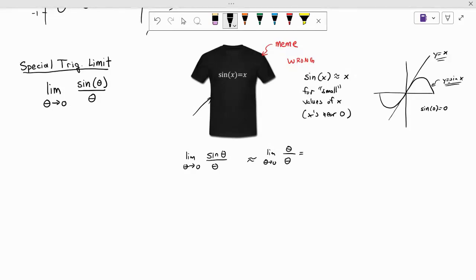So we know that that will reduce to just 1, and so we expect this limit to be 1 if this approximation is valid. And it turns out it is. So we're going to learn this before L'Hopital's rule, because they don't allow you to use L'Hopital's rule initially. You'll have to know that this special trig limit, sine of theta over theta as theta goes to 0, goes to 1.